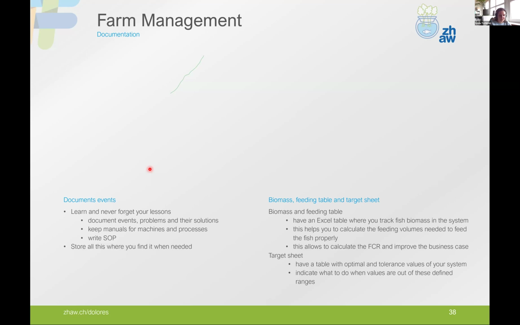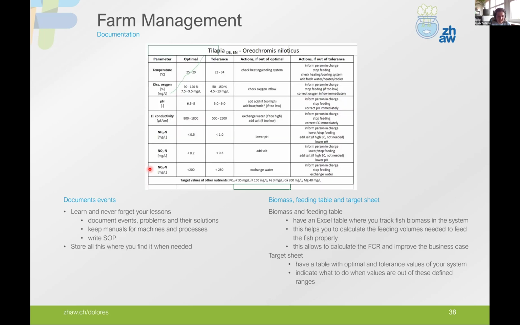And what we have as a last important documentation on site with the system, we have target sheets. So at every system I have, there is a printout and laminated A4 sheet where I write down where I want the system to be so the fish in the system are healthy. So if they are tilapia, we say, hey, in our system, it should be 25 to 29 degrees. If it's outside of this tolerance, what can you do? And if it's really bad, what actions do you need to take and whom do you inform?